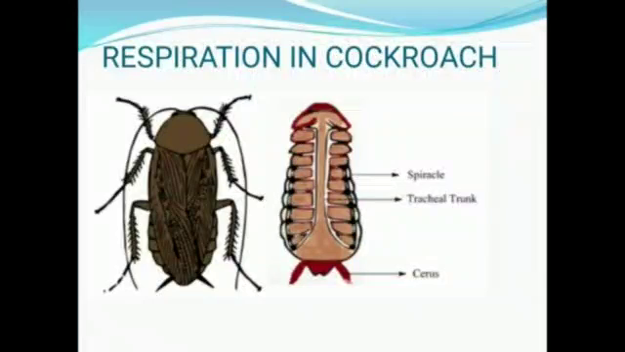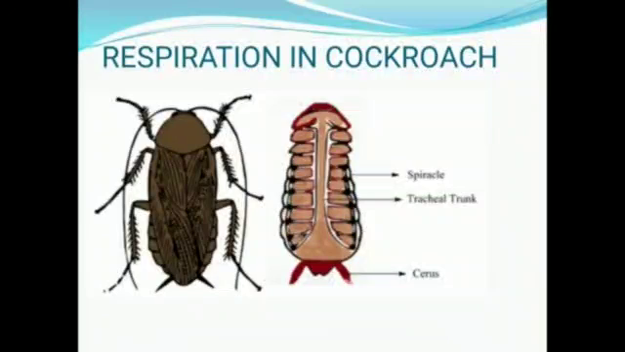So what do you think, do all organisms have lungs like human beings? First we'll see about the cockroach. The cockroach has a small opening on the sides of its body. Look closely at the picture. Other insects also have a similar opening, and this opening is called a spiracle.